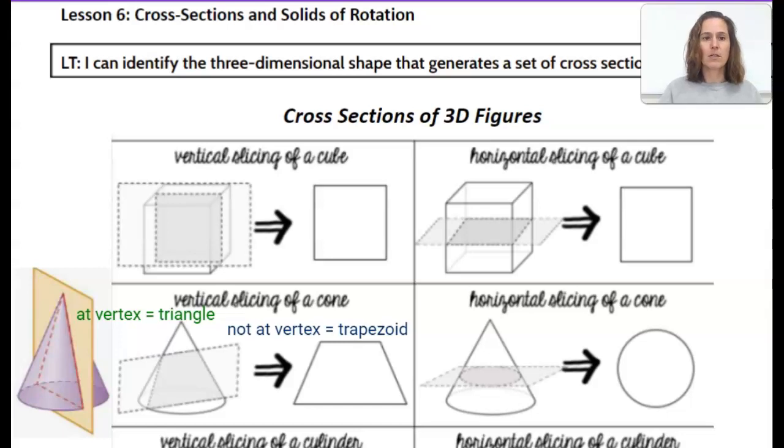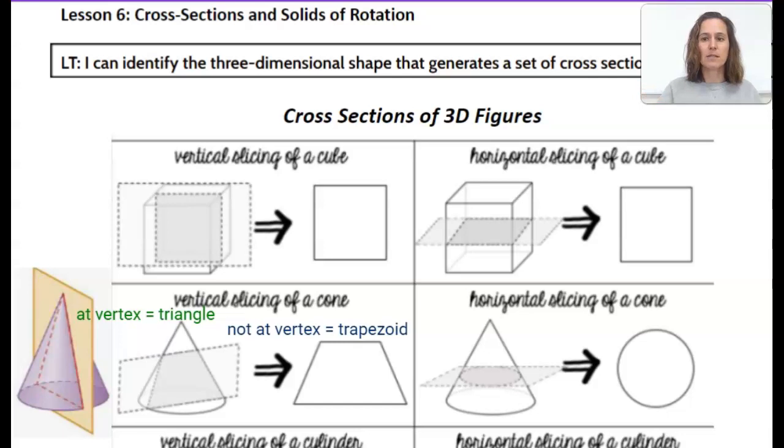In this lesson, we're going to take a look at two things, cross sections and solids of rotation. We're going to be able to identify 3D shapes that generate a set of cross sections, and we're going to be able to identify the two-dimensional figure of a cross section of a solid. The second set we're going to take a look at is rotation. So if I rotate a 2D figure around an axis, then being able to identify the solid that it creates. First, we'll focus on cross sections.